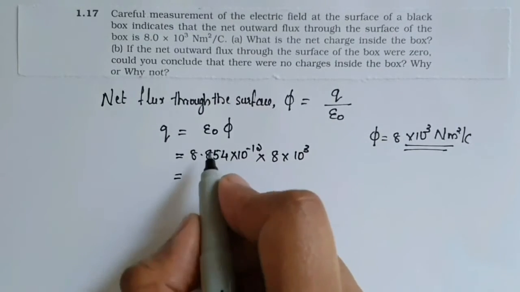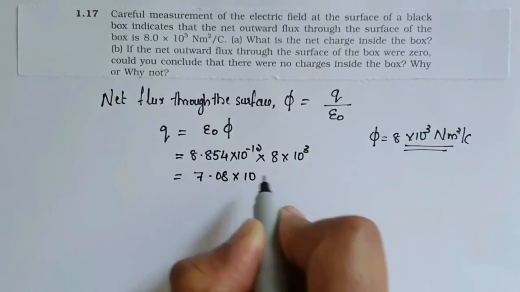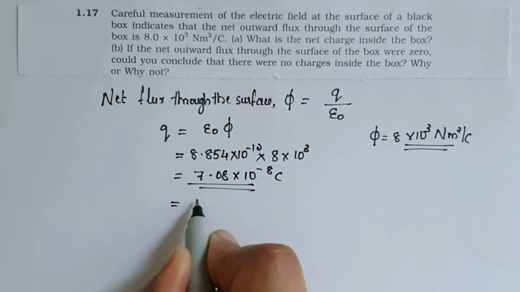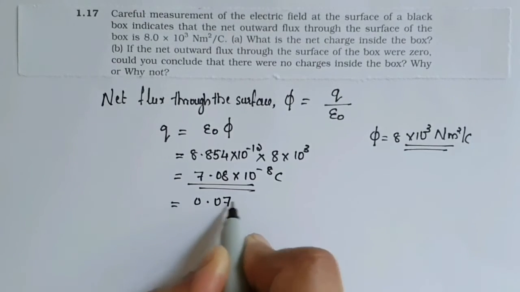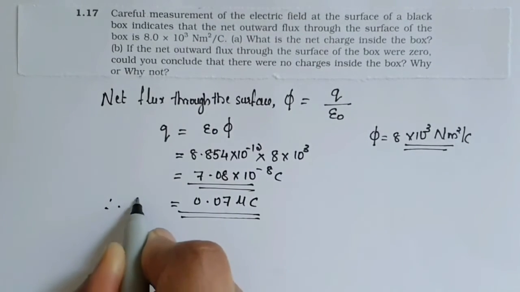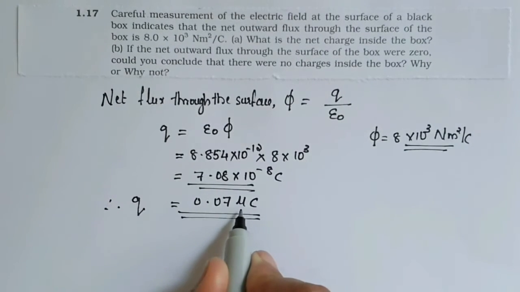This is equal to 7.08 into 10 raised to minus 8 coulomb, or this can be written as 0.07 microcoulomb. Therefore, the net charge inside the box is equal to 0.07 microcoulomb.